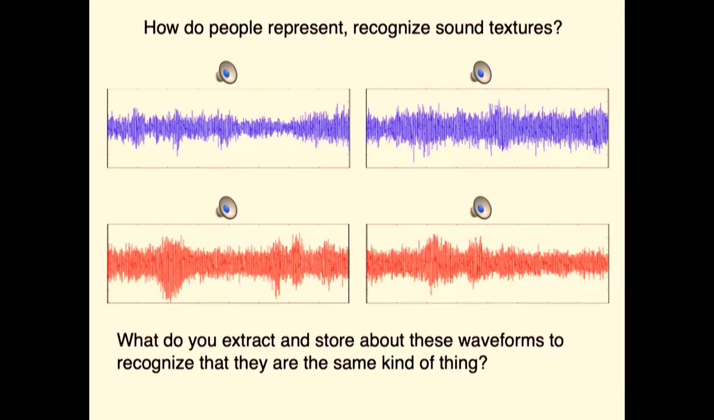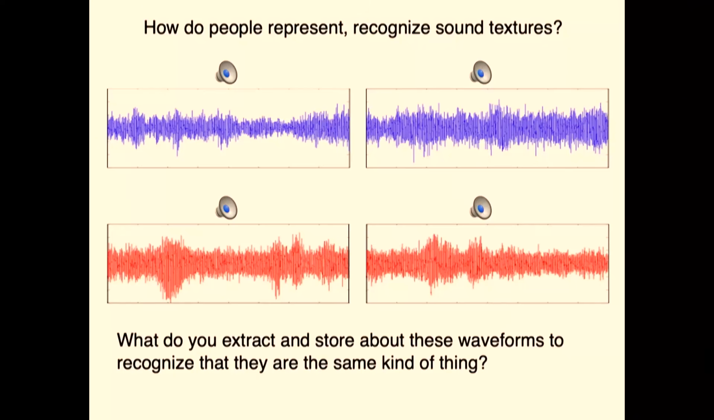Okay? And so you can think of sound textures as the time analog of image textures, in the sense that we think of image textures as being defined by statistical properties over space. Sound textures we think of as defined by statistical properties over time. Okay, so just to be concrete about what we want to understand here, here's another texture. And here's another one.